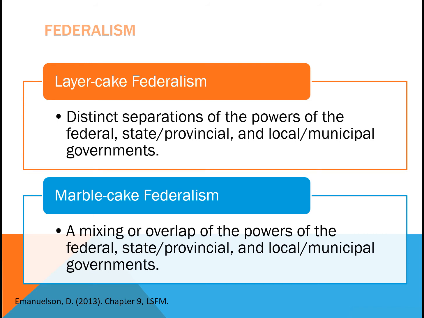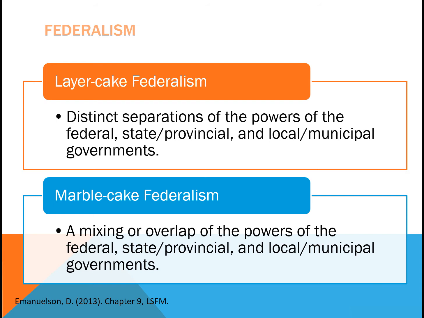So when we look at federalism, federalism is the federal principle or system of government at the national level. It's a system of government in which power is divided between a central authority and constituent political units. And there's two different types of federalism. These are terms that are used in political science. There's layer cake federalism and marble cake federalism.